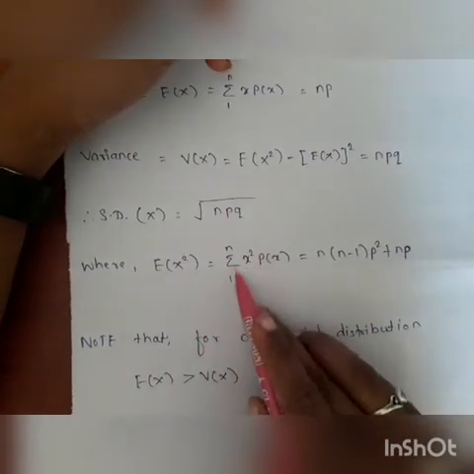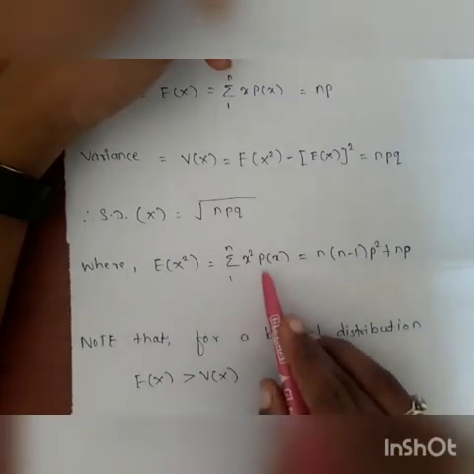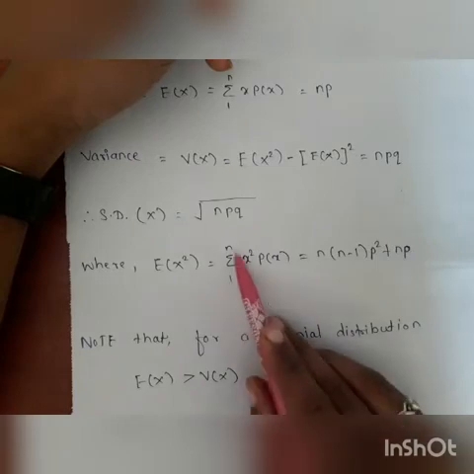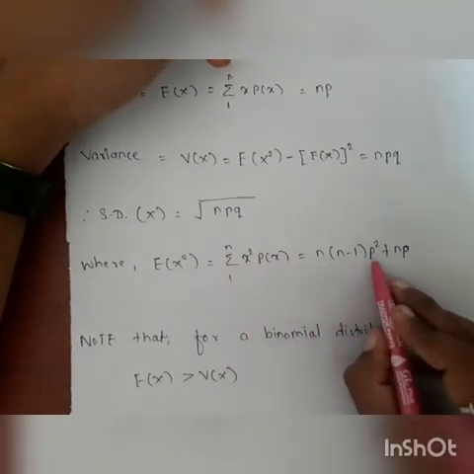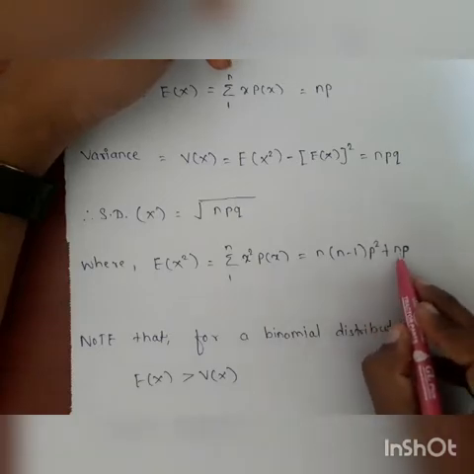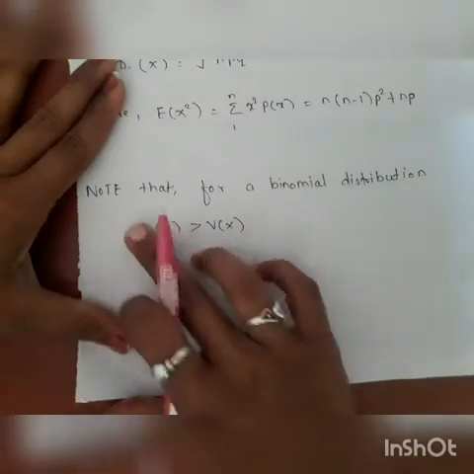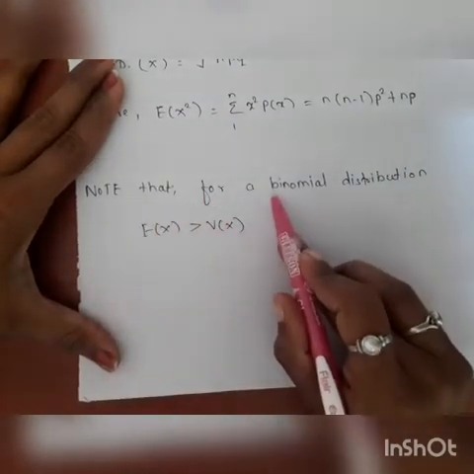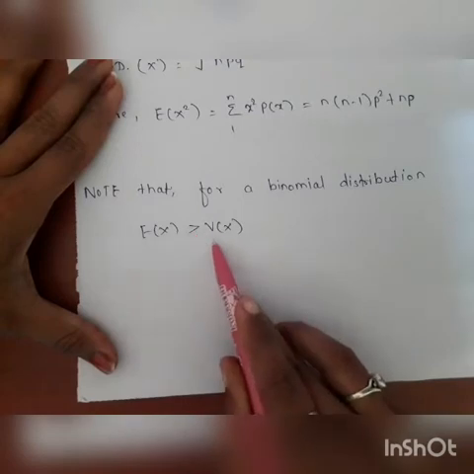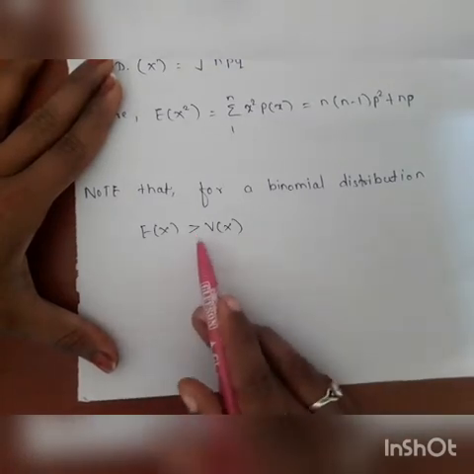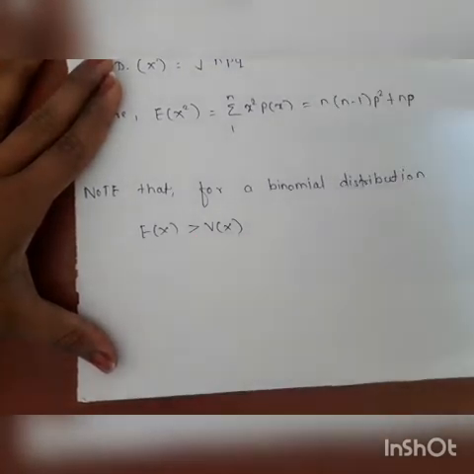where E(X square) is equal to the summation of x square into p(x) from 1 to n, which is equal to n into (n minus 1) into p square plus np. Note that for a binomial distribution, E(X) is greater than V(X), that is, the mean is greater than the variance.